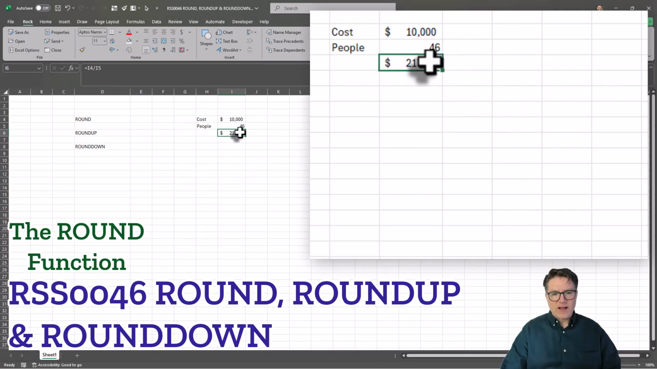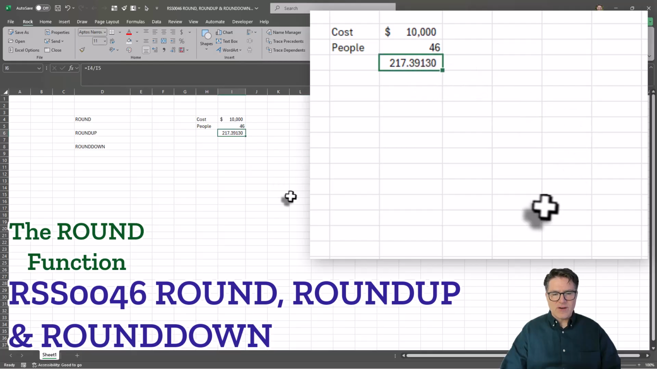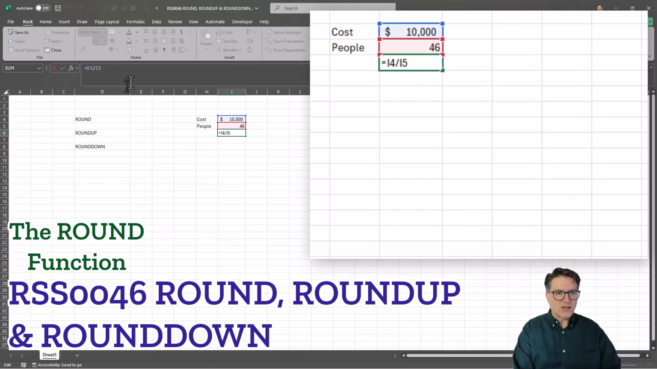This already rounded it in terms of its being the accounting number format, which rounds to the closest cent. But let's take that formatting off for a second, or assume that we've got a number that has more decimal places. Because in actuality, that is what you have. You have more decimal places. Are you going to charge them 217.39130? No, you're not going to charge them that. You're going to round up to the nearest cents. Or you might just decide to round up to the nearest dollar. So let's look at both of those.